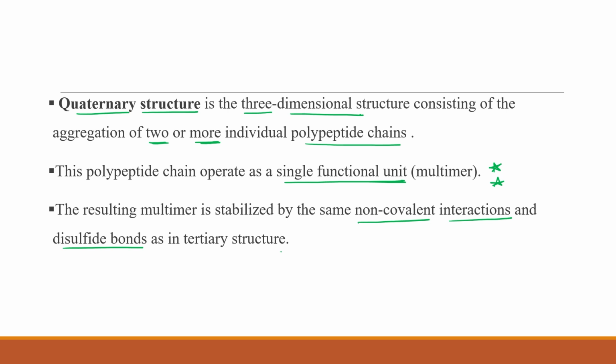So what kind of interaction is there in the secondary one? Hydrophobic interaction. What kind of interaction is there in tertiary structure? The non-covalent interaction and disulfide bonds. What kind of interaction is there in quaternary structure? Non-covalent interaction and disulfide bonds. And in quaternary structure, two or more individual polypeptides are there. In tertiary structure, only one type of polypeptide chain is there.